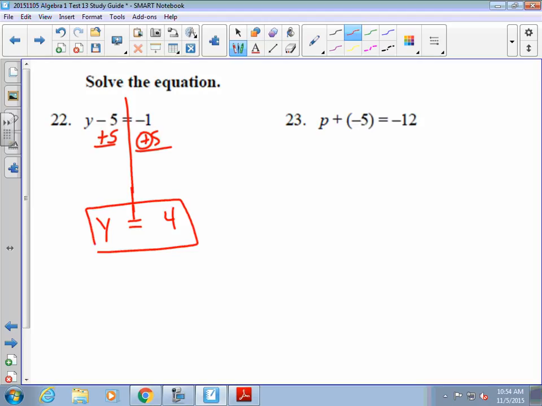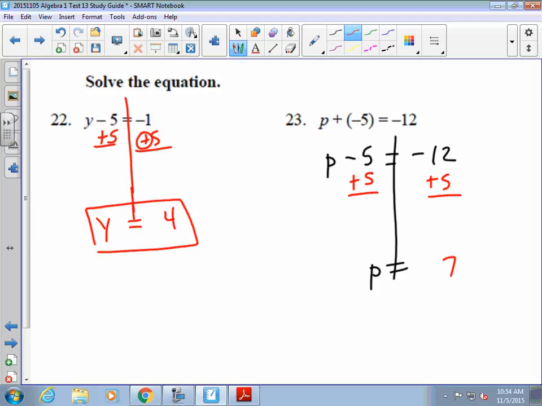Number 23 says p plus a negative 5. That means p minus 5. That's all that means. Equals negative 12. So undo that to get p by itself. Undo minus 5 by adding 5. Remember, if you do it to one side, do it to the other side. Again, we have opposite signs, so subtract them. 12 minus 5 is 7. And since 12 is the higher absolute value this time, it's negative. You keep the negative.